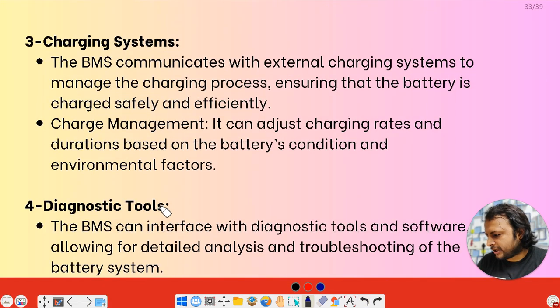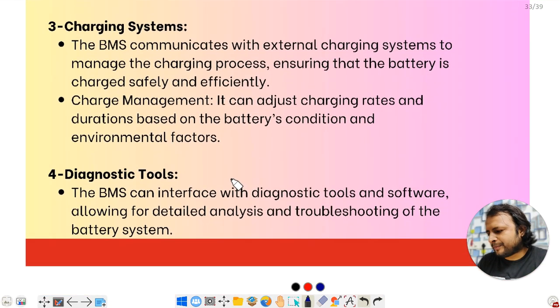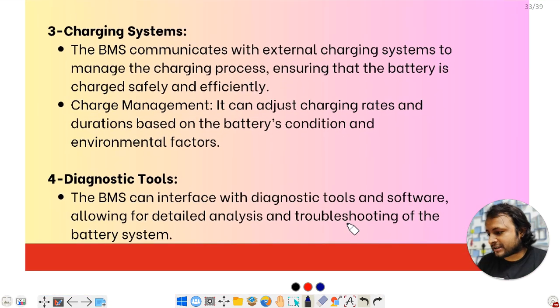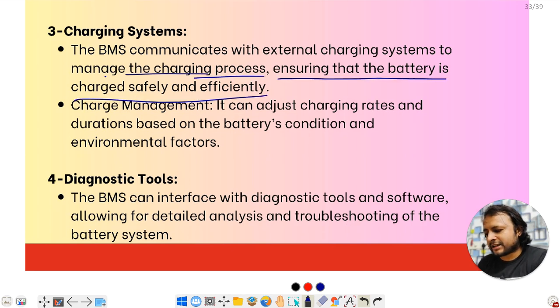I hope it is clear up to this point. Charging system: BMS communicates with the external charging system to manage the charging process, ensuring that the battery is charged safely and efficiently.